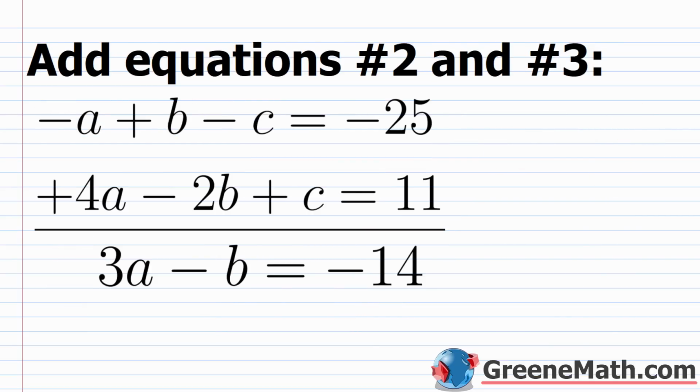And now we need to generate equation 5. So to do that, we're going to add equations number 2 and number 3. So we have -a plus 4a. That's going to give me 3a. We have b minus 2b. That's going to be -b. And then again, we have this minus c and plus c, so c is going to be eliminated. Then we have our equals. On the right side of that, we have -25 plus 11. That is -14. So this right here would be your equation 5.